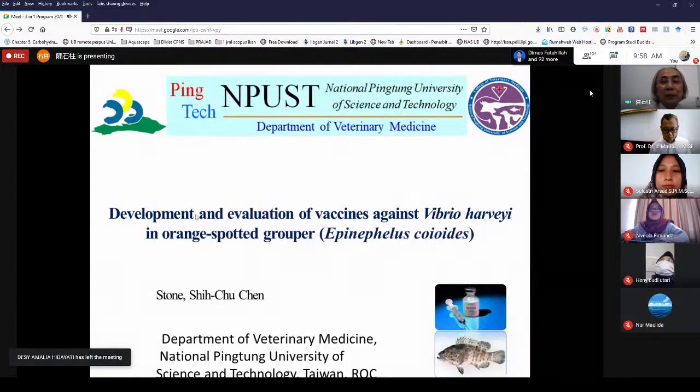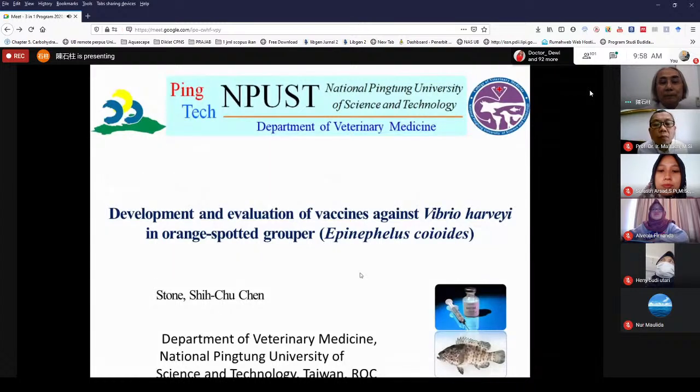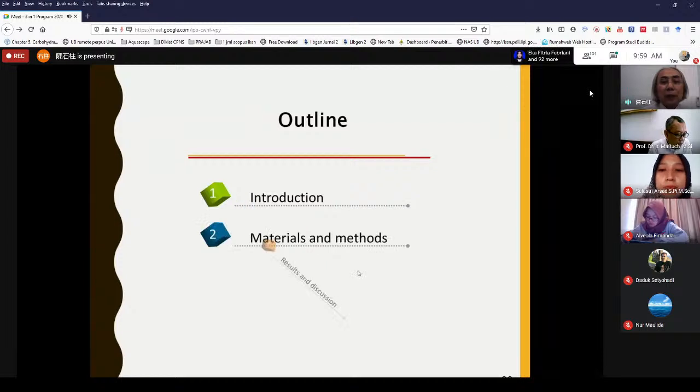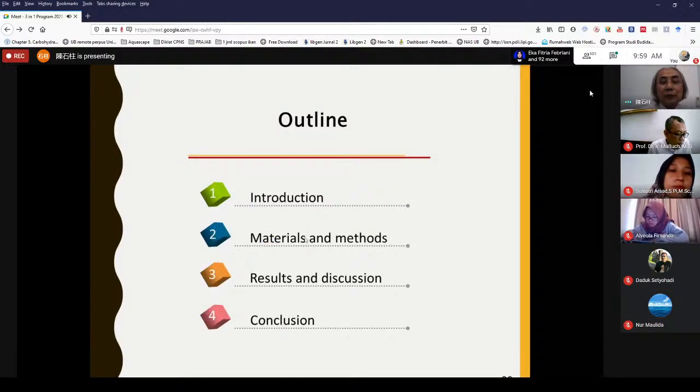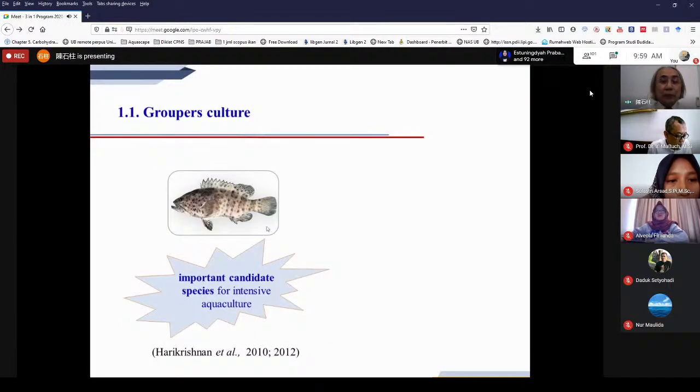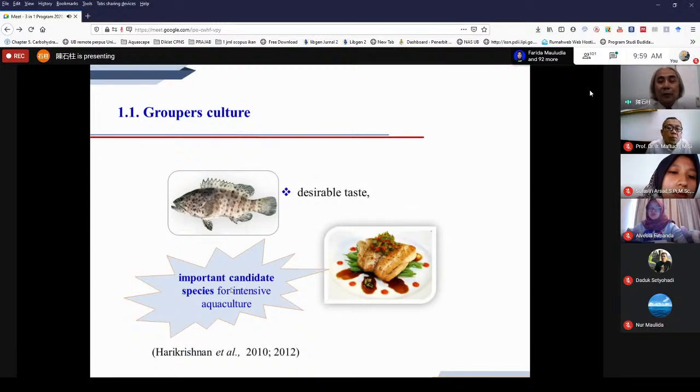Okay, let's go to the development of the vaccine evaluation. Again, it's Vibrio harveyi in orange-spotted grouper. Grouper is one of the important economic culture species in Taiwan, also in Asia, in China, and in other Asian countries. So I will follow with introduction, material and methods, results, discussion, and conclusion. Introduction: the grouper is an important candidate species for intensive aquaculture, and the meat is also very tasty, so it's in high demand in the market.